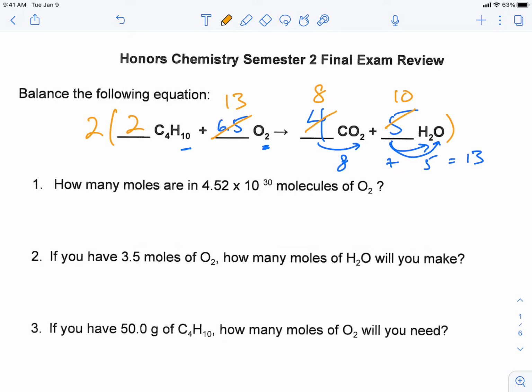On the final exam, what you're going to see is not something where you have to balance all of them, but maybe you're missing one of these and you have to balance it. All right.